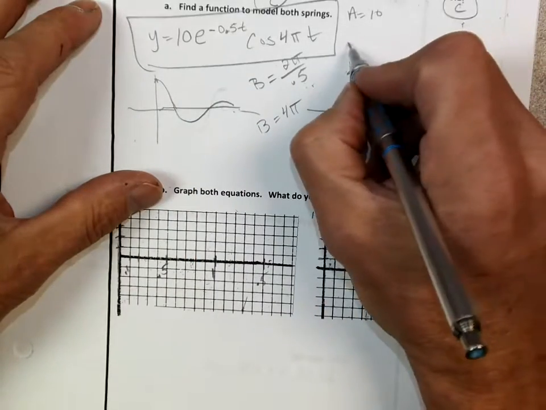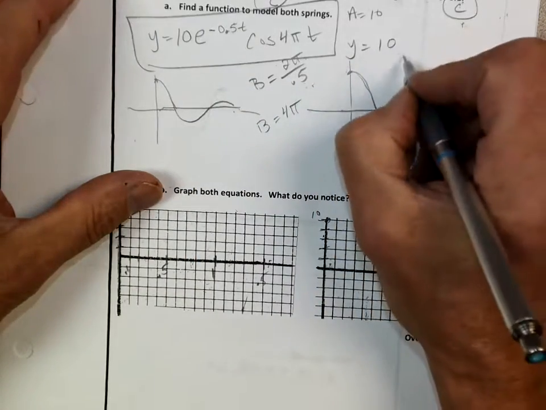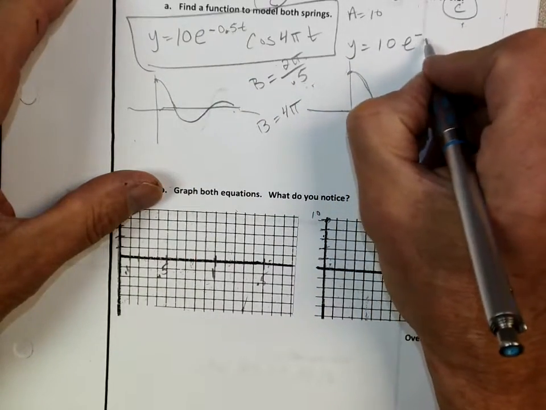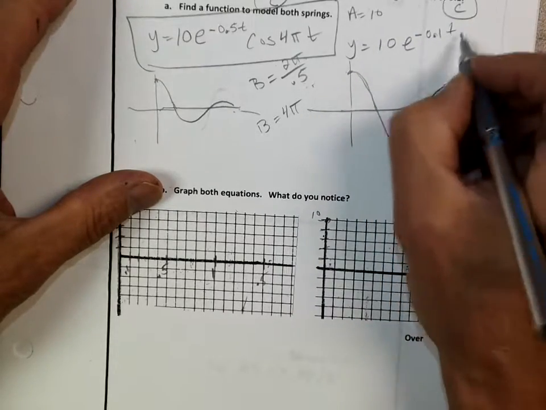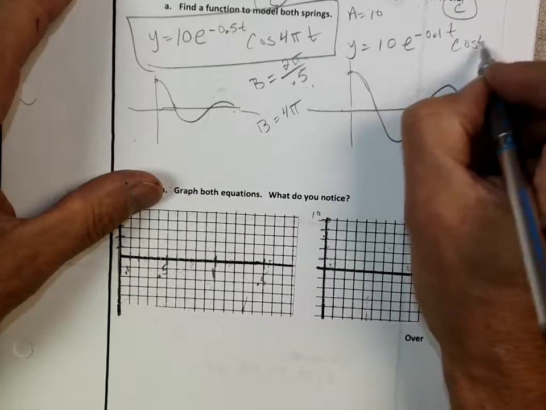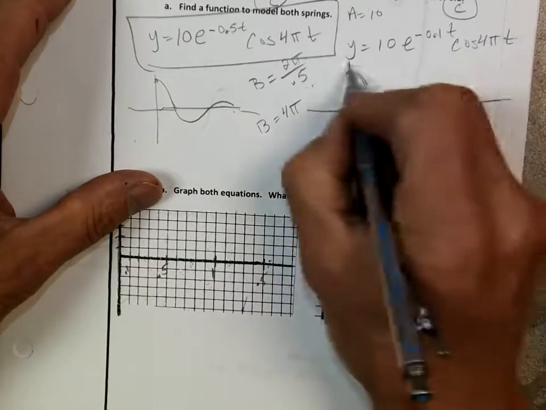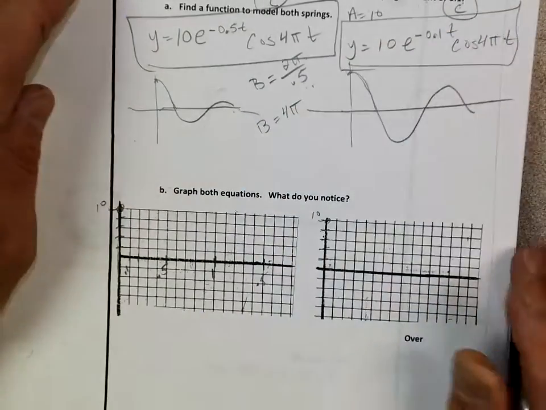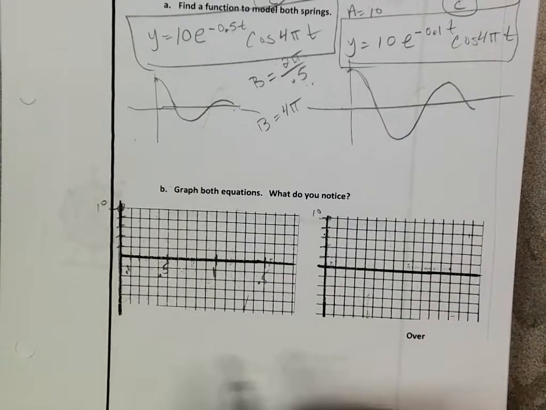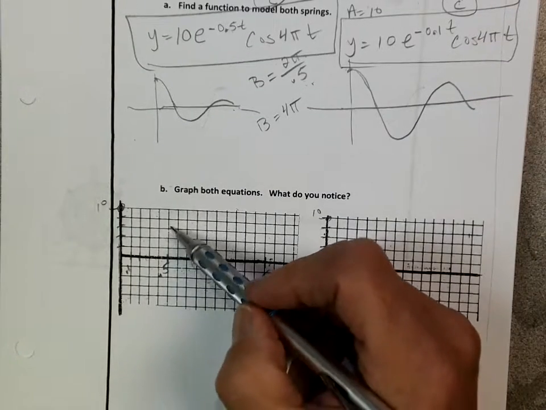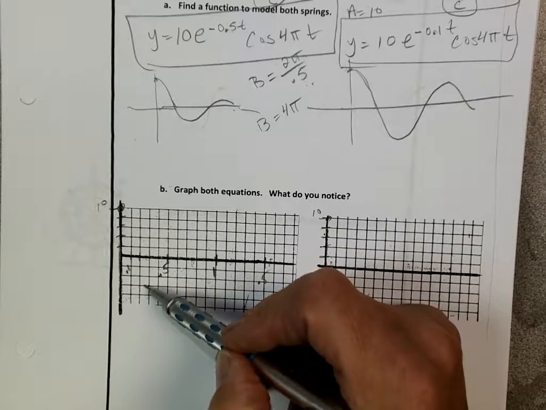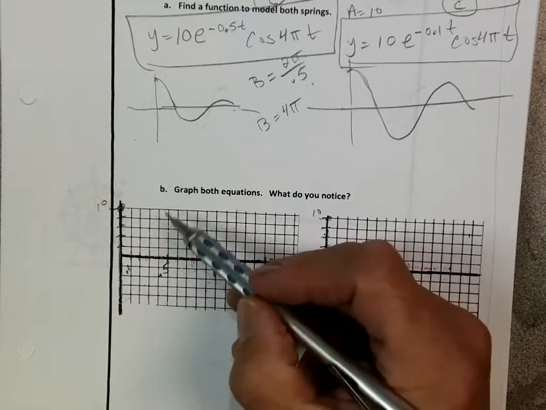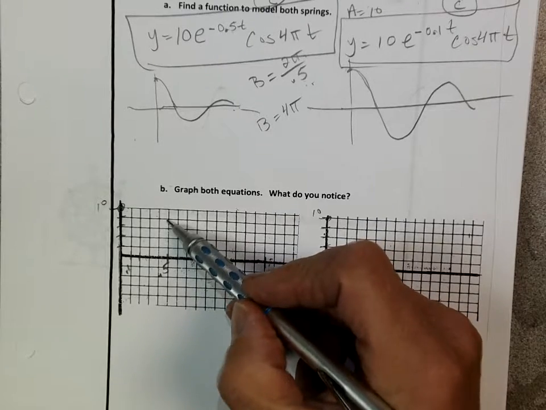So we'll go y equals a 10 e to the negative 0.1 t times the cosine of 4 pi t. There's my second equation, all right? Now, what I'd like to know is the value for its second height. If we can find the value at its lowest spot and its highest spot, then we can graph this pretty easily.